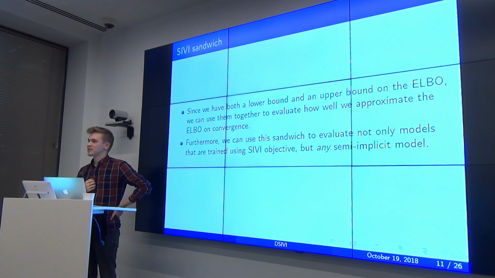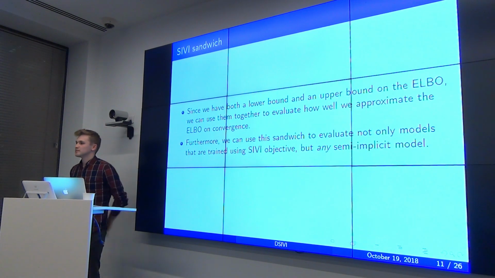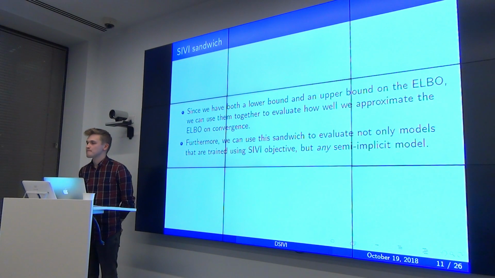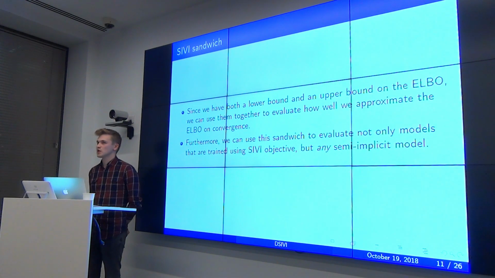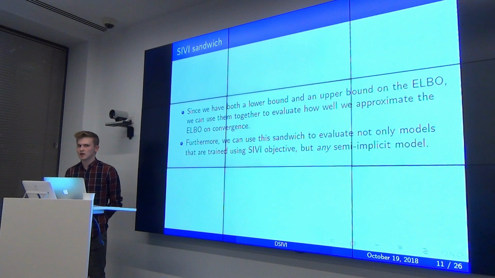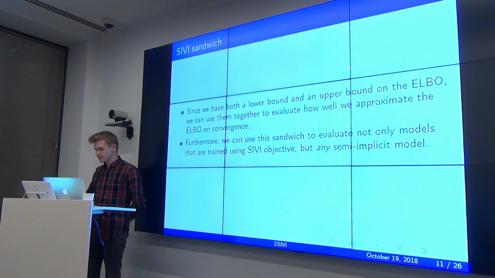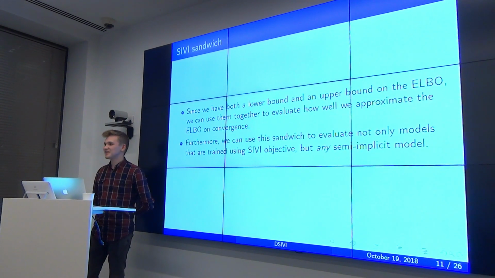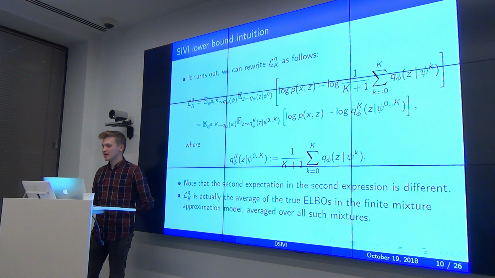Could I ask this? You say that you have an upper bound and a lower bound. But can you analytically estimate this for semi-implicit models, or not? We don't have the density, right? So you use a stochastic estimator, but then if you use a stochastic estimator, how do you distinguish the lower and upper bounds, because of the variance?